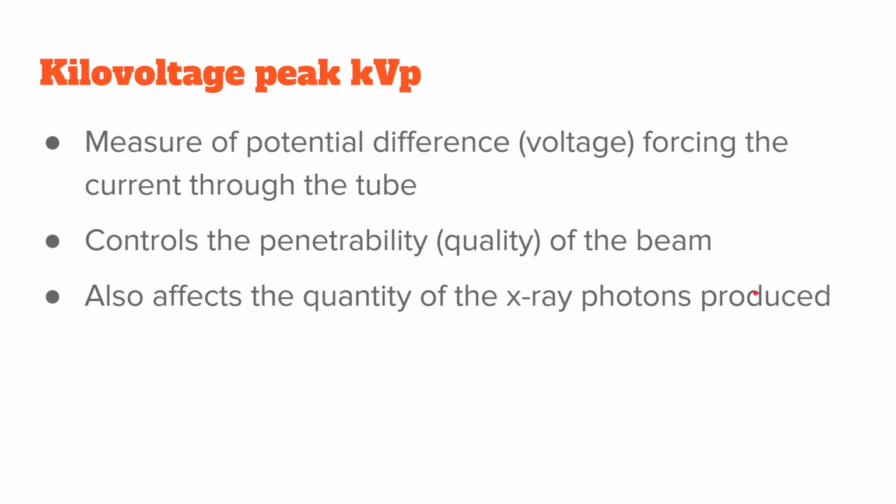Let's get into kilovoltage peak. This is the measure of potential difference, which is your voltage, forcing the current through the tube. This controls the penetrability, the quality of the beam, and this also affects the quantity of the X-ray photons produced. Let's break those down some more.